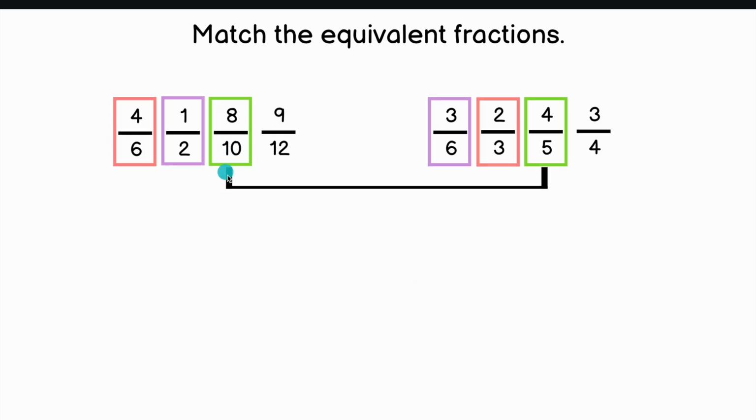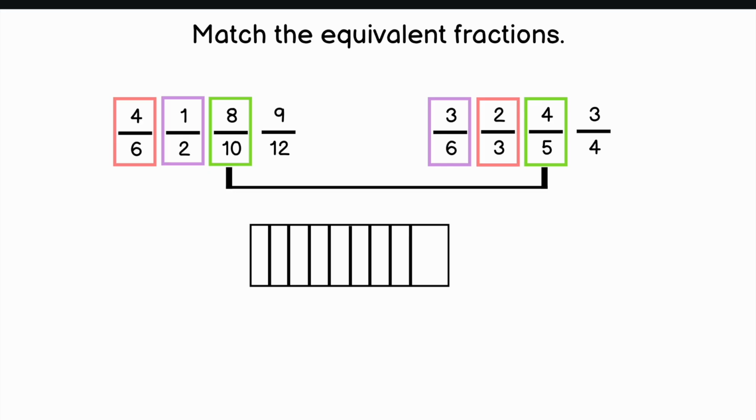8/10 has a denominator of 10. That means we need 10 equal parts. Now let's shade in 8 to represent 8/10. 1/10, 2/10, 3/10, 4/10, 5/10, 6/10, 7/10, 8/10.